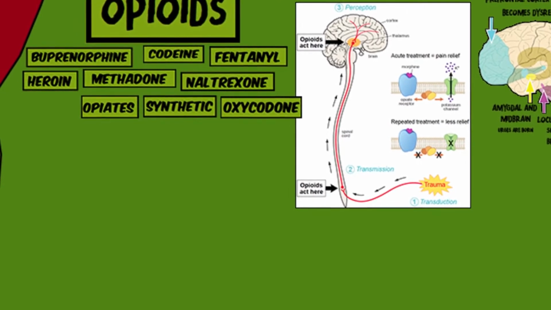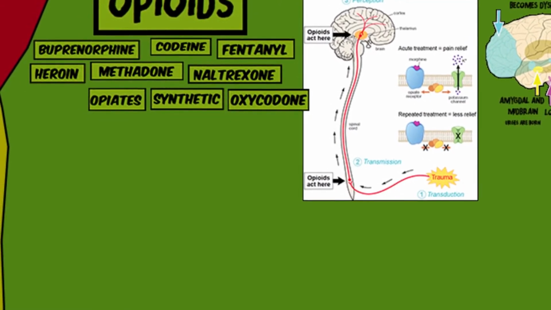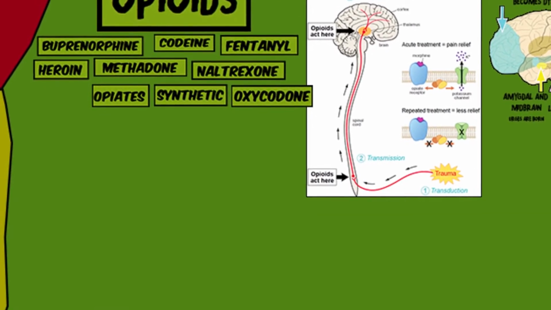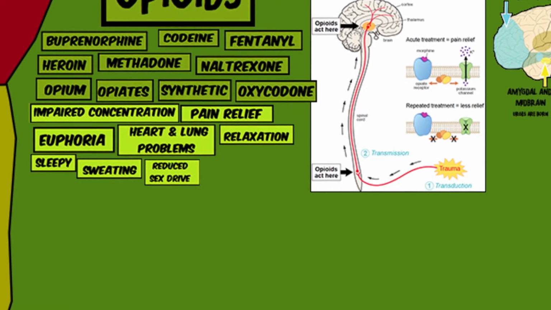But this is where the opioids suppress the brainstem's ability to control breathing and heart rate. During overdose, this can be life-threatening. But here are the most common effects of opioids.